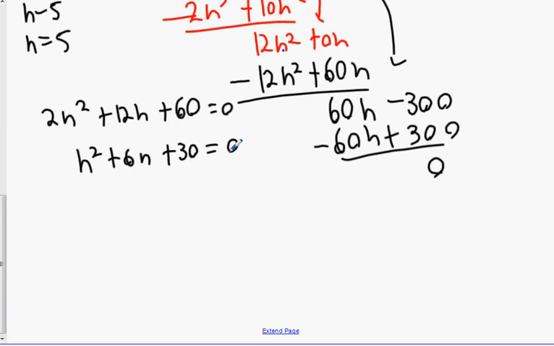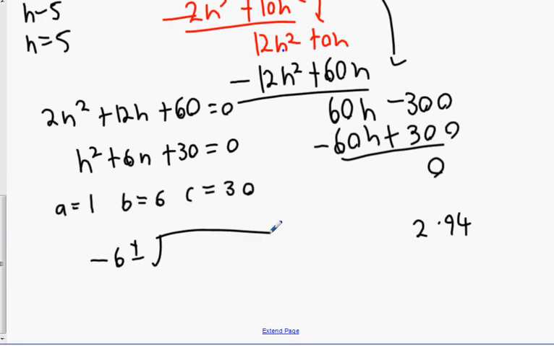Is it okay to get a decimal answer this time? Yeah. A positive decimal answer? What happens if I said the height is 2.64, 2.94? Anything wrong with that? No. So I have to use the minus b formula, don't I? Now minus b: a is 1, b is 6, c is 30. I have a feeling this won't work. Minus 6 plus or minus the square root of b squared, which would be 36, minus 4ac, minus 4 times 1 times 30, which is minus 120.